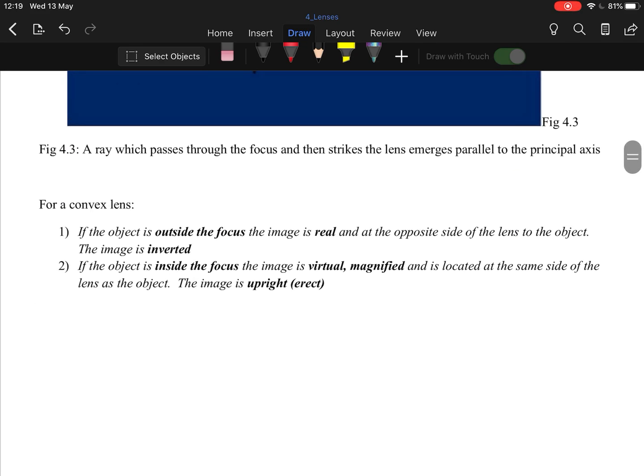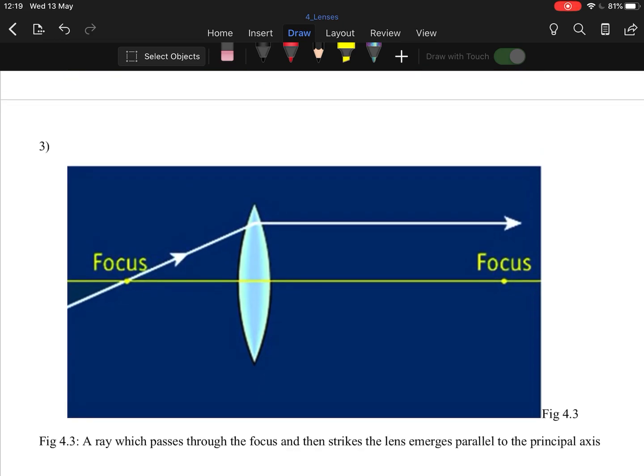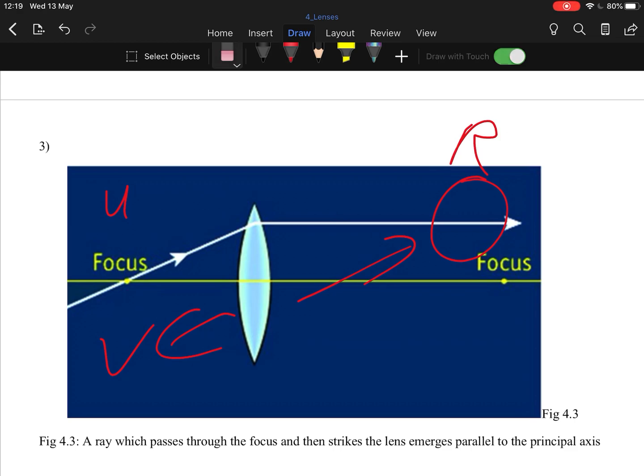Now, for a convex lens, outside the focus, you'll get a real image, and the image will be inverted. If it's inside the focus or at the focus, you get a virtual magnified image, and the image will be upright. So if it's a real image, it'll be on this side. So, real image will be over here somewhere. And a virtual image will be on the same side as the object. So if the object is here, the virtual image will be here, and the real image will be there. That's kind of the basic idea of it.